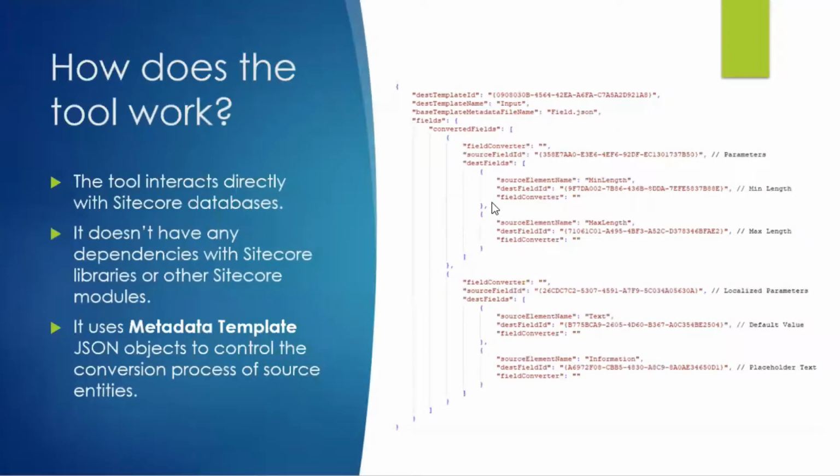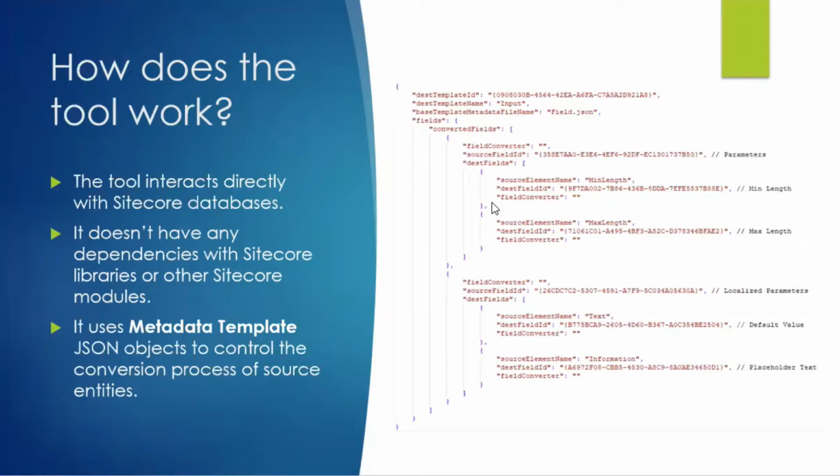So, how the tool works. As I said, it processes data from one database to another database, and the mapping is controlled using JSON objects. I invented the name "metadata template". If you look for it online, it doesn't exist anywhere, but it sounded good, and I like it.